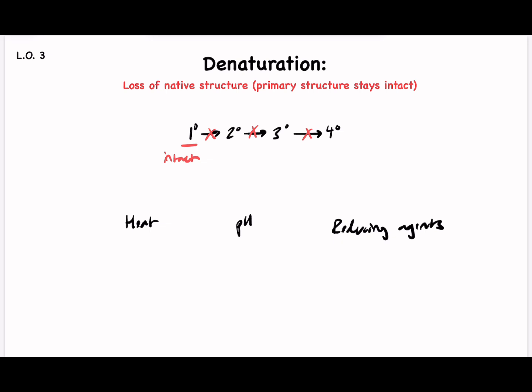And then one more thing to keep in mind about denaturation, and one way that this test might possibly trick you, is, again, going back to this fact that primary structure stays intact. So denaturation of a protein does not equal hydrolysis. And so that means that we're not breaking peptide bonds, and that primary structure of our protein, no matter how much we denature it, it's always going to stay intact.